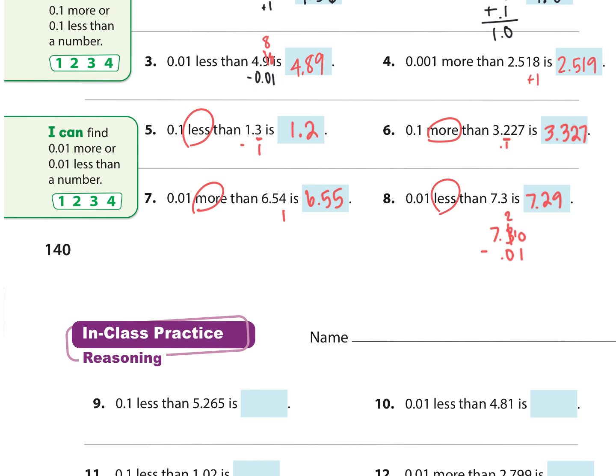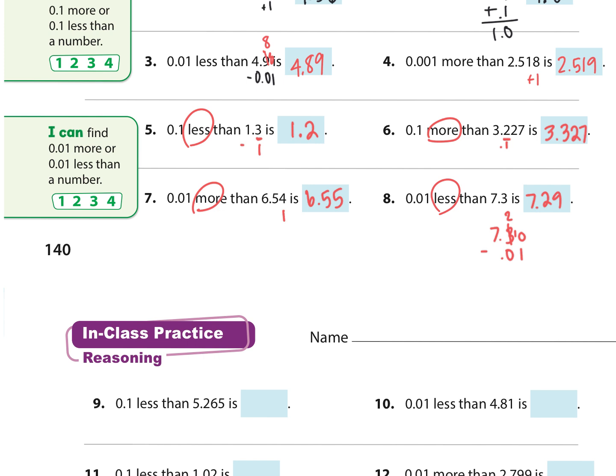On number 6, my keyword is more than, so I'm going to add a tenth. If I had 2 tenths and I'm adding a tenth, now I have a 3 in the tenths place. So my final answer is 3 and 327 thousandths. No other digits are changing there.